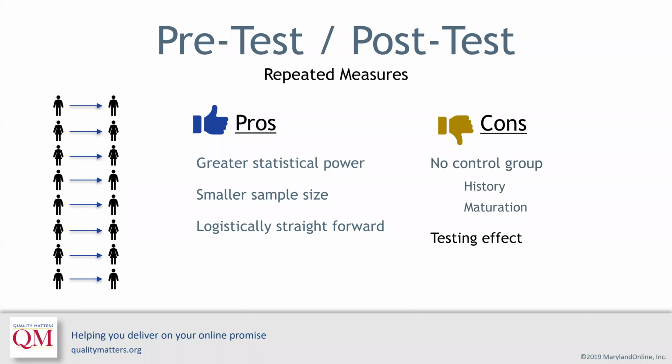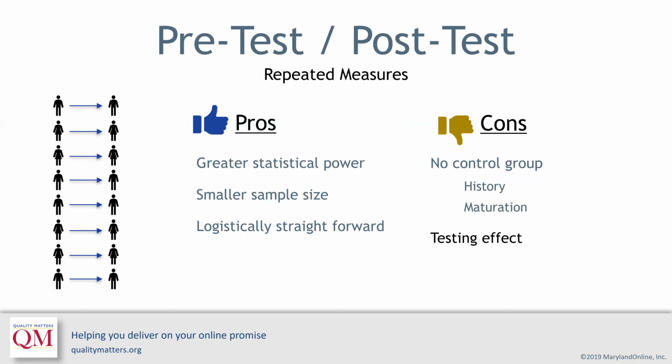Another potential issue is the testing effect. The pre-test and post-test measures need to be equivalent. If the measures aren't equivalent, then you don't really have a repeated measures design. You really just have a post-test with a covariate. Usually, we use the same survey or the same test at both points. The problem with this is that people can learn from the pre-test.